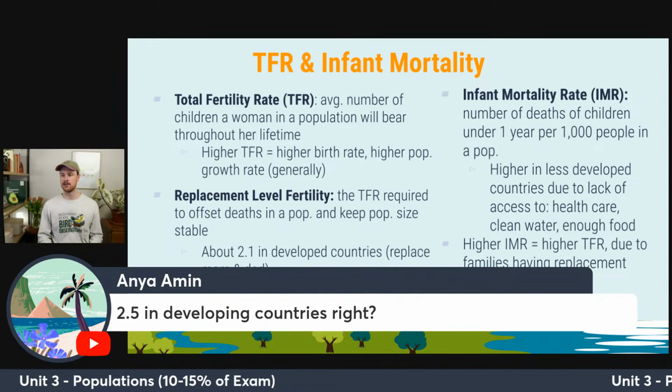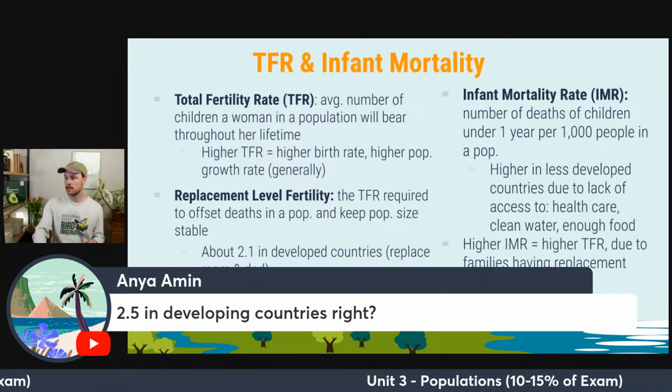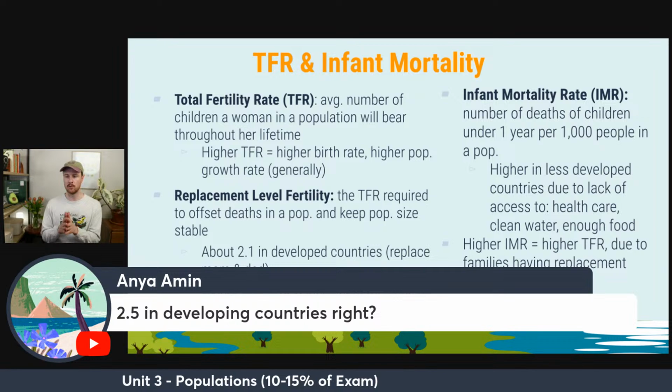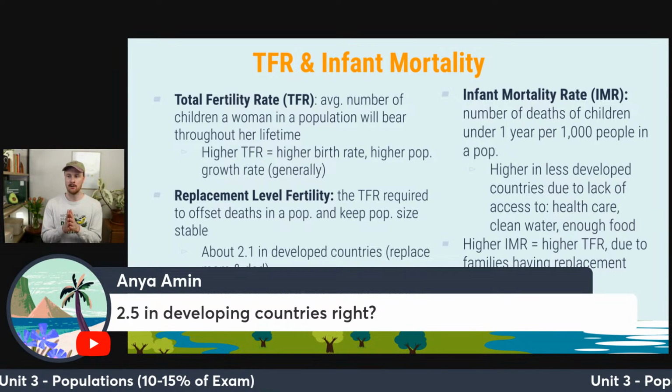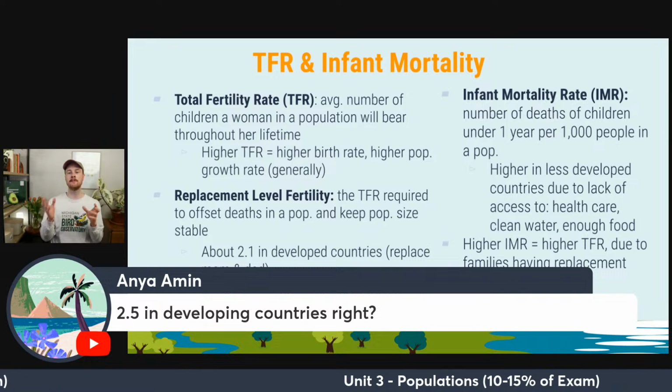2.5 in developing countries, right? There's no magic rule of exactly what number it's going to be in a developing country, but it's going to be higher. And that's what's important. So Anya here is pointing this out, that in a developing country, you're going to have a higher TFR, and that's because of infant mortality.